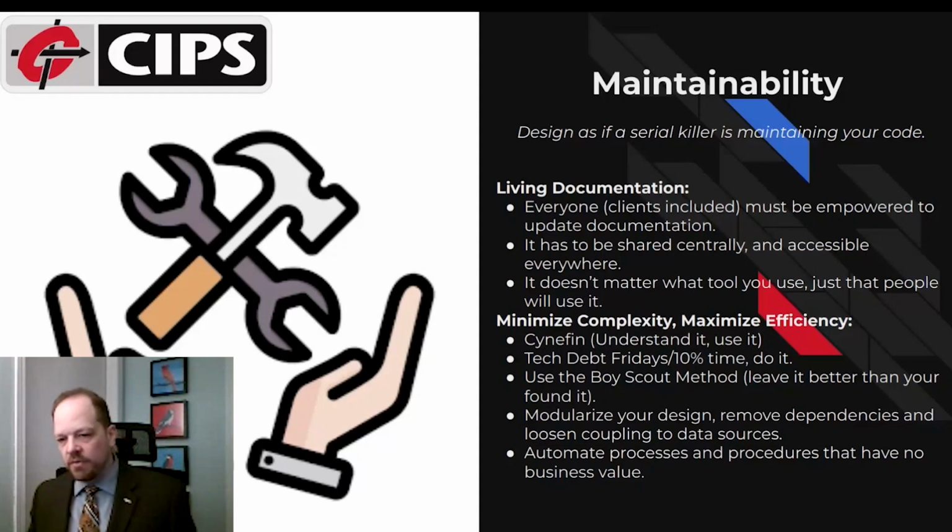Efficiency. One of the easiest things that you can do for efficiency is what I call Tech Debt Fridays. Google does this, Microsoft does this, Amazon does this, EA does it. Countless organizations do some form of Tech Debt Fridays or 10% time or spare time, whatever they want to call it.